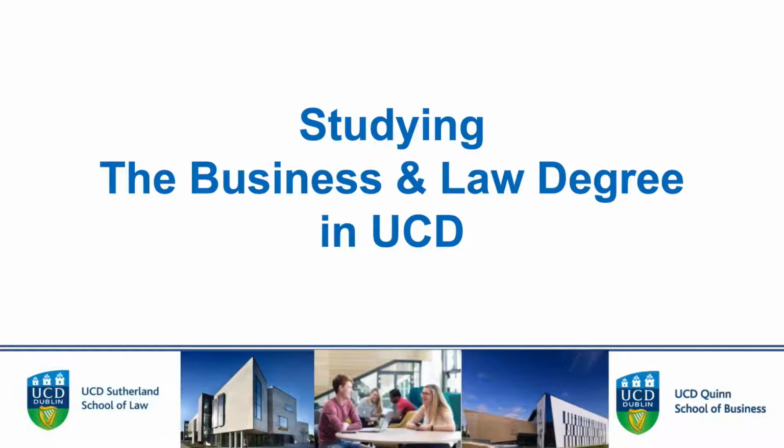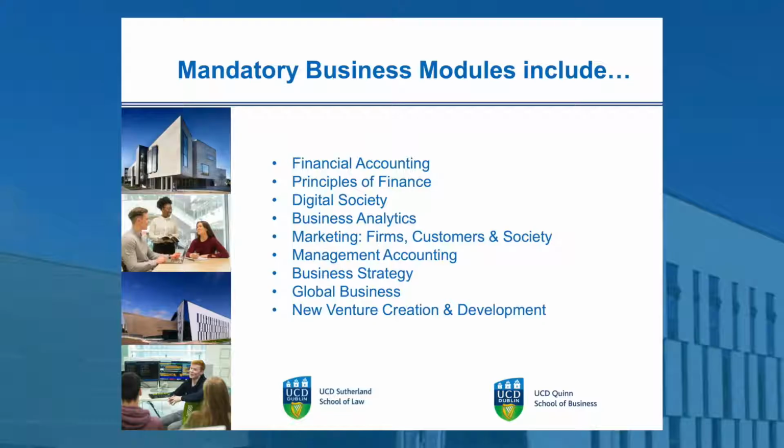So the modules that you take as part of the business side of the degree come from our 6 disciplines within the College of Business. That includes banking and finance, accountancy, management, MIS, HRM and marketing. So we have a combination of modules that are both mandatory and optional from those business disciplines. So let me talk you through the mandatory modules first.